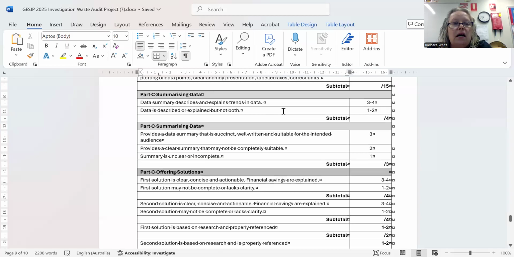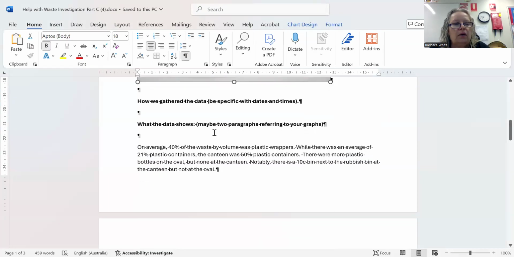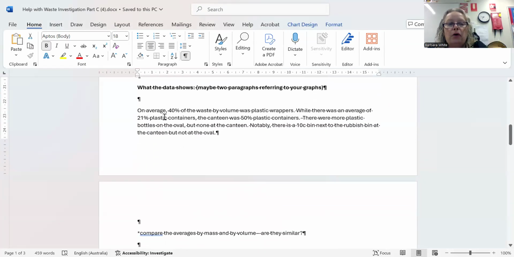Now, summarising the data, you need to say things like, let me see, I've got an example here somewhere. Help in the help document. Here it is. Here's an example. I wrote, on average, 40% of the waste by volume was plastic wrappers.